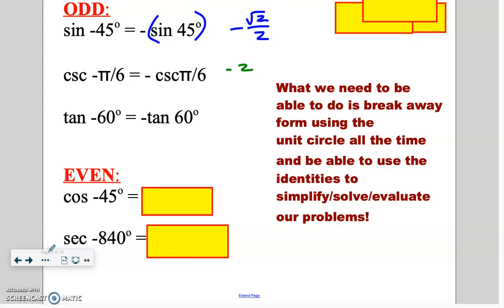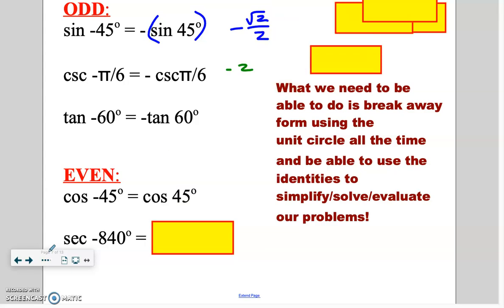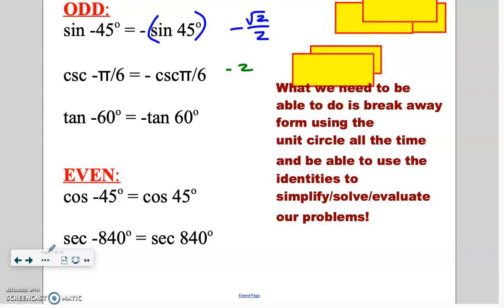Okay, how's that going to be different down here with the evens? Does it matter if I'm finding the cosine of negative 45 or 45? So again, same is going to go here with the secant of negative 840. It's the same as secant of 840. So if you have an even function, the negative sign is obsolete. It's a non-factor at that point.